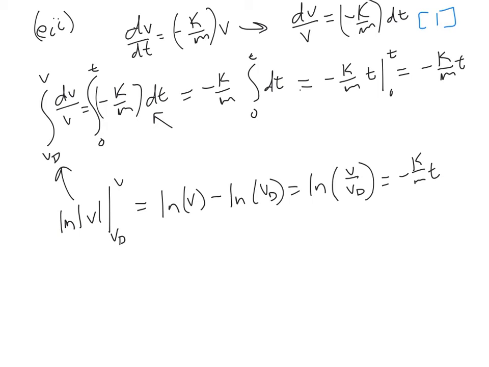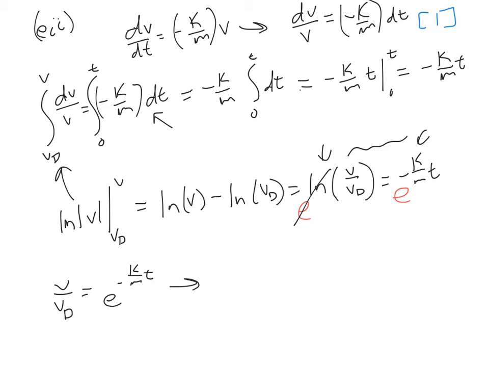Now, anytime you deal with drag, whether it looks like this or it looks like an object that's accelerating to terminal speed, you always will end up getting something that looks like this, and you will always have to get rid of the ln by raising both sides to e. It's a common thing. So you raise this to the e and that to the e. This becomes e to the -(k/m)t, and this part crosses out the e and the ln, leaving us with just v over v_0, which equals e to the -(k/m)t.